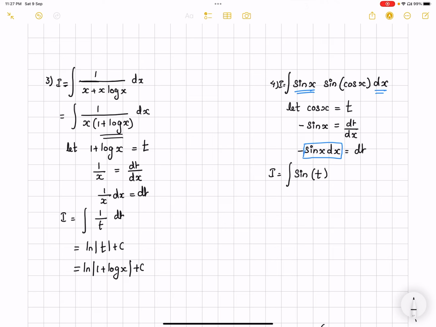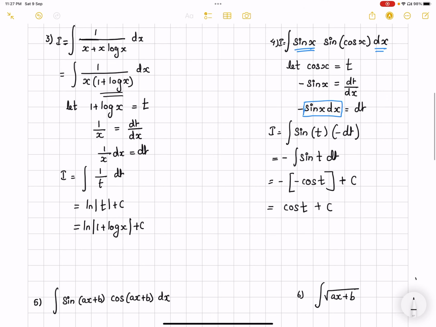And then sine x dx is getting replaced by minus dt. Right? So this minus, I'm taking it out, and then I have integral sine t dt. So now, the integration of sine t, we are aware, it is nothing but minus cos t plus c. Okay, great. Now minus minus becomes plus and I would be having cos t plus c.